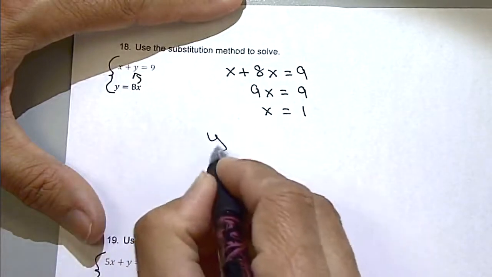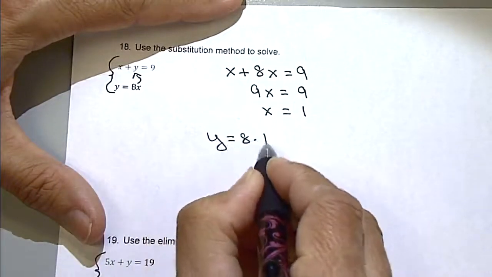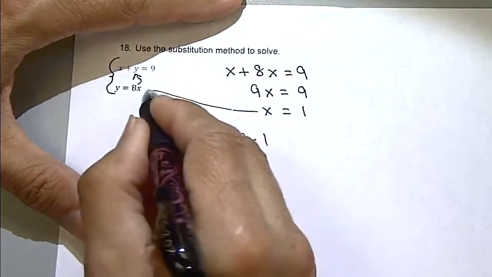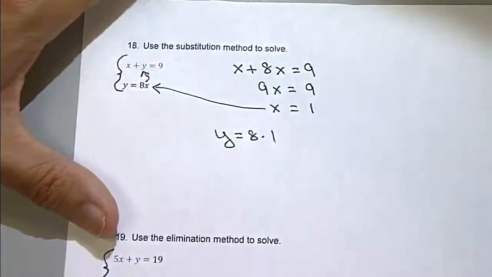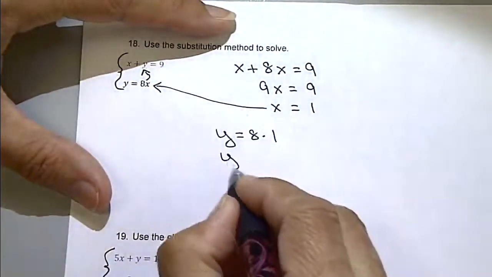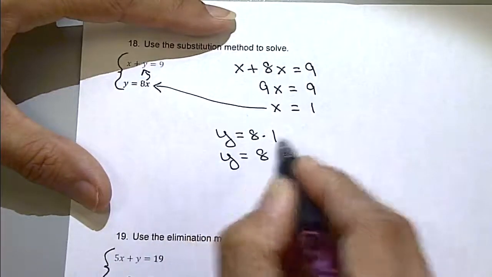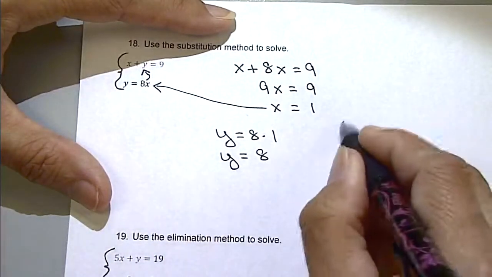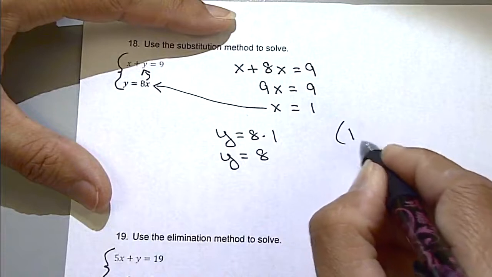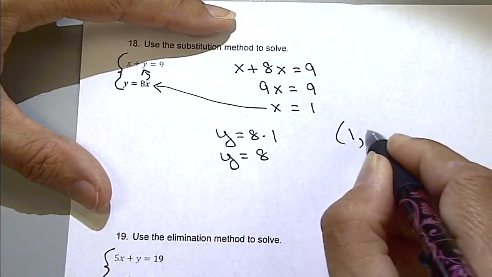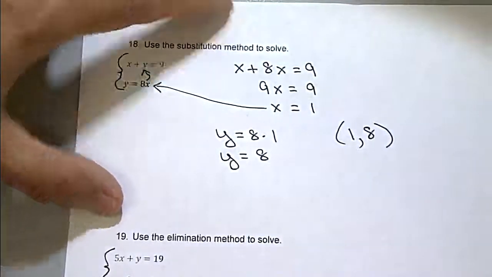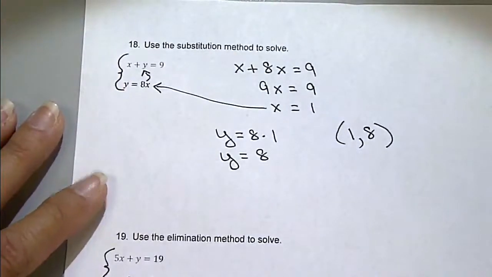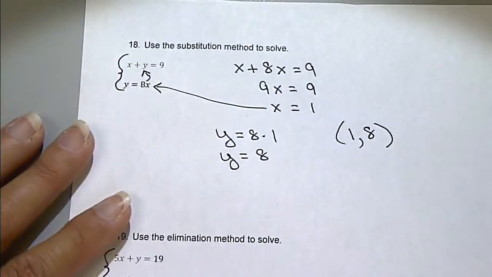Y is equal to 8 times 1, right? If I plug it in here, y is equal to 8 times 1. Well, y is equal to 9. Oh, sorry, 8. So I have my point, don't I? The point is x of y, 1, y of 8, and now do I check this one? You check these, okay? You plug it back into either equation and you check it.